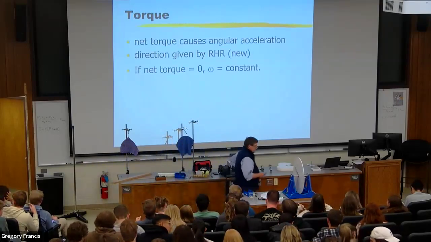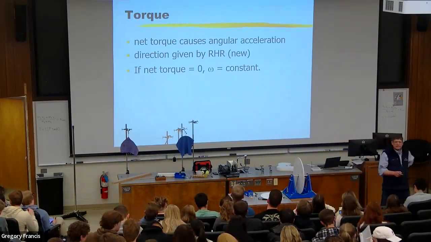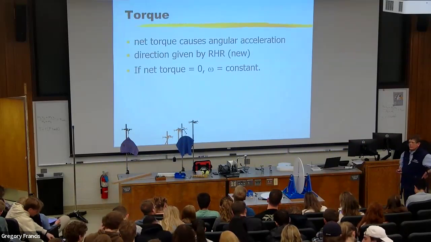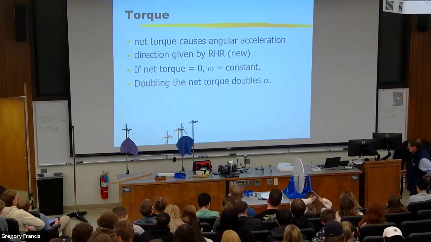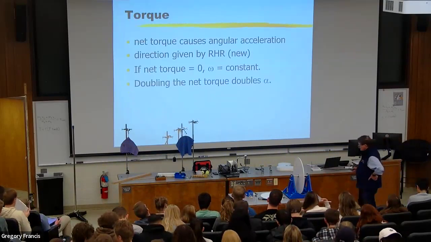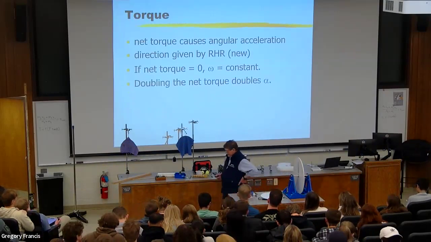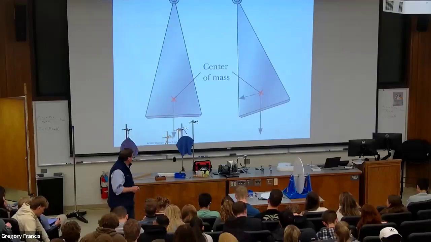If the net torque is 0, we get a constant omega. Just like if the net force is 0, we get a 0 acceleration and a constant velocity. Doubling, we find that doubling the net torque doubles the alpha, and so they are proportional to each other. We'll talk about that proportionality on Thursday.